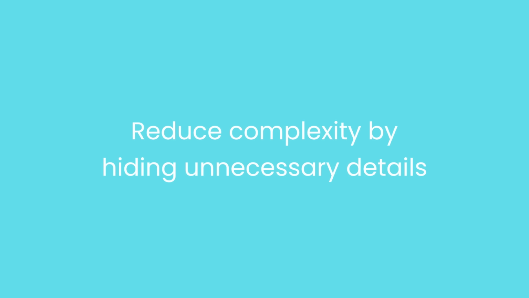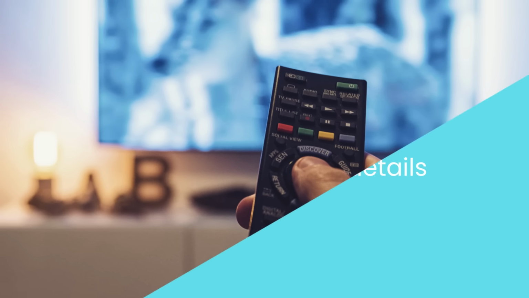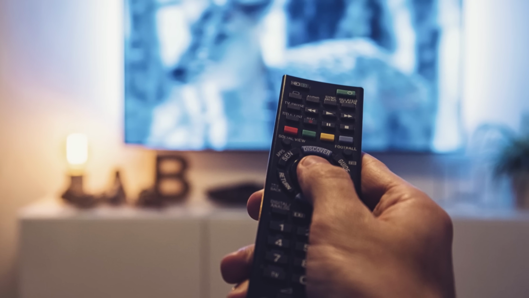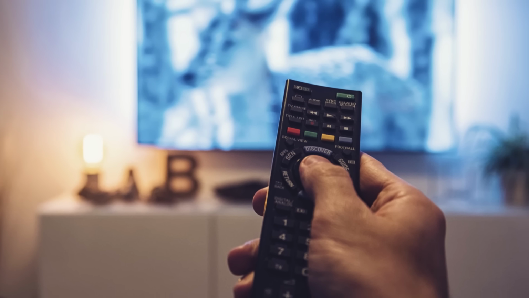Now let's talk about the second principle of object-oriented programming, abstraction. Abstraction means that we should reduce complexity by hiding unnecessary details in our classes. Let me give you a metaphor. Think of the remote control of your TV. This remote control has a bunch of buttons that allow you to work with your TV.